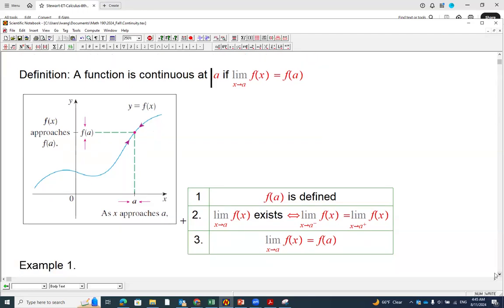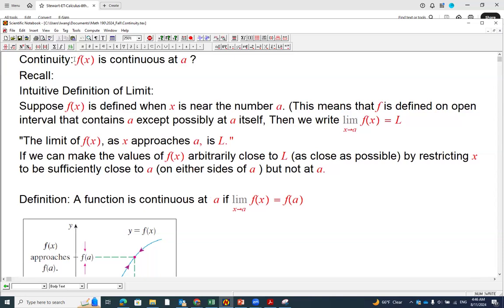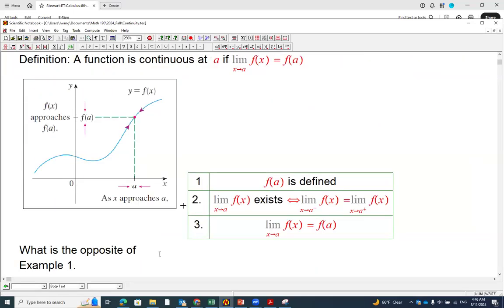And now the next question is, what is the opposite of a continuous function? So naturally we ask, what is the opposite of the statement that a function is continuous at A?